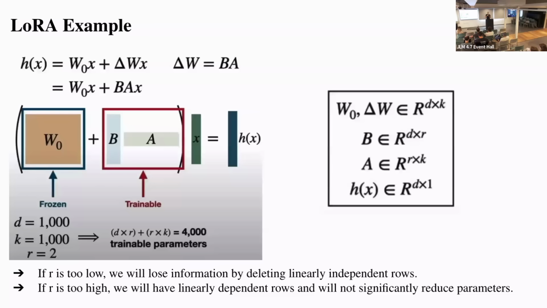And as you probably understand, R is a hyperparameter. And if we choose an R which is too low, maybe we will save a lot of parameters, but we will lose information because we are probably going to delete independent rows in the matrix. On the other hand, if we use an R which is too high, we will not significantly reduce parameters, and we will have dependent rows.